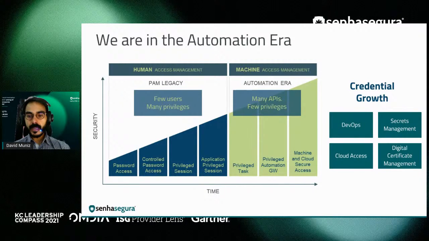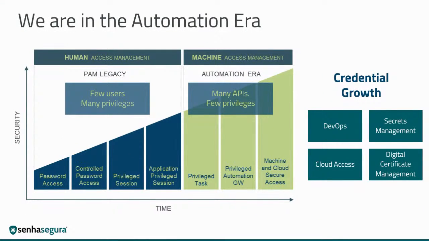And since those devices use machine identity, the number of those identities is also expected to grow significantly in those initiatives: DevOps, secrets management, cloud access, digital certificate management. To give us an idea on the increased number of those machine identities, Gartner estimates that the number of credentials has grown approximately 40% in the last 3 years.